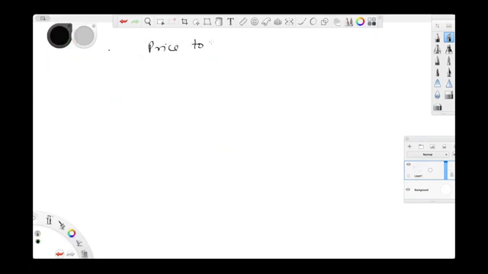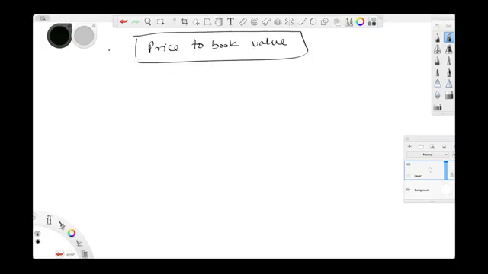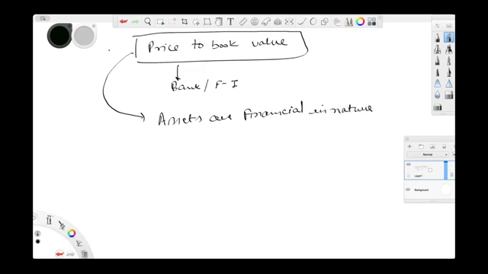The next price multiple that we have is price to book value. This is a very important multiple. This is used for banks or financial institutions, especially for those companies whose assets are financial in nature. For example, banks, mutual funds, AMCs, asset management companies, insurance-based companies. These companies have assets which are financial in nature.